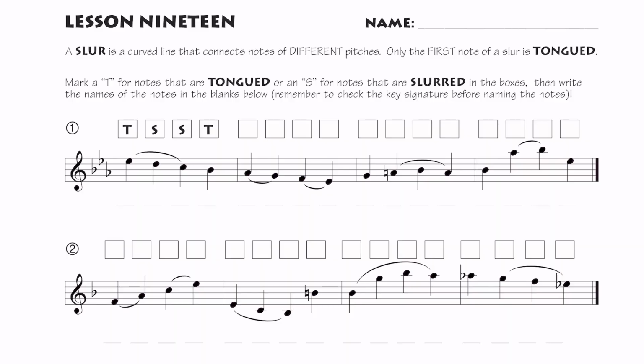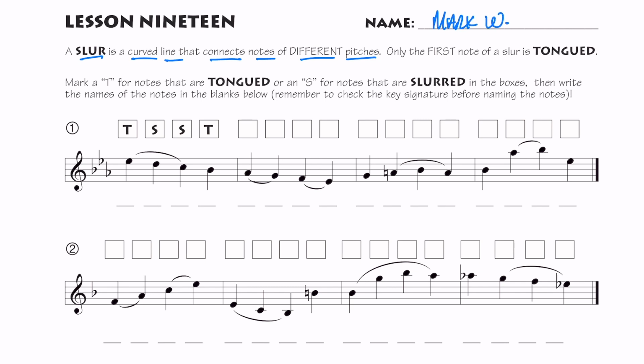So without getting too technical, I'm going to teach you the way that I teach a wind player what a slurred note is all about. Anytime you have a slurred note, it is a curved line that connects notes of different pitches. Remember that the same pitch connected with a curved line is called a tie. A slur is when you connect notes of different pitches. We almost forgot to write our name in at the top, or I almost forgot.